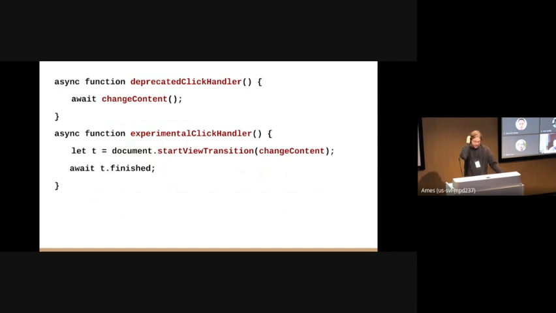So to use view transitions, you rename your click handler to a deprecated click handler, and you create an experimental click handler. And the only change here is instead of calling change content, you pass that change content function as a callback into start view transition. And this is enough to accomplish this crossfade. So I'll just go over what happens in the background.